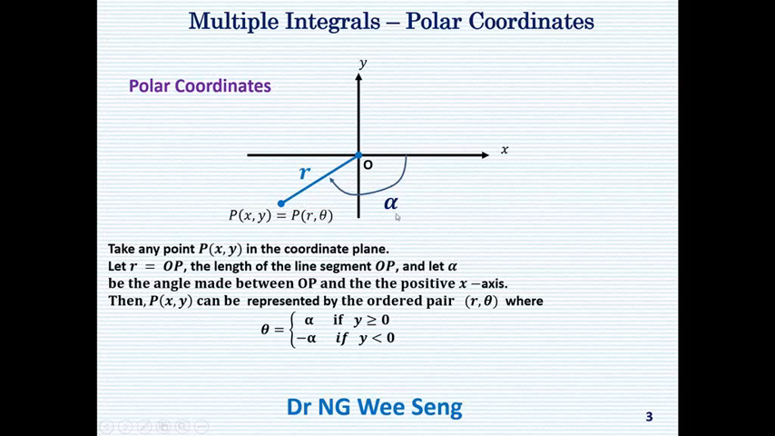So alpha will always be positive because it measures the size of an angle. But now we'd like to differentiate between points above the x-axis and those below. So we define theta to be exactly alpha if the point lies either on the x-axis or above it, so y is greater than or equal to 0. And for those points strictly below the x-axis, theta will be taken to be negative alpha. So this new pair of numbers, r theta, will be known as the polar coordinates of the point P.